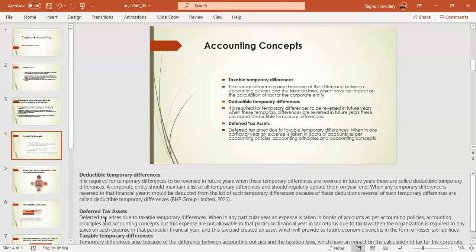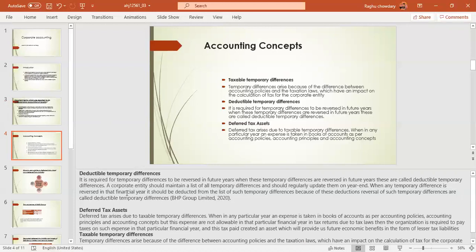Moving on to the deferred tax assets, it arises due to the deductible temporary differences. When an expense in a particular year is taken in the books of accounts according to the accounting policies, principles and concepts, but these expenses are not allowable in that financial year in tax returns due to the tax laws, the organization is required to pay such expenses in a later financial year.